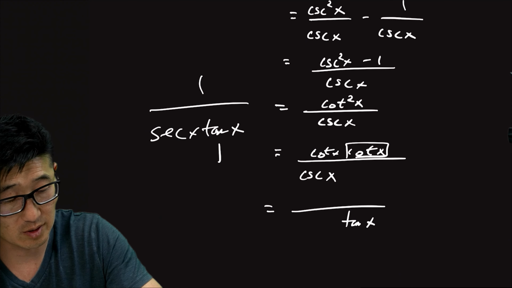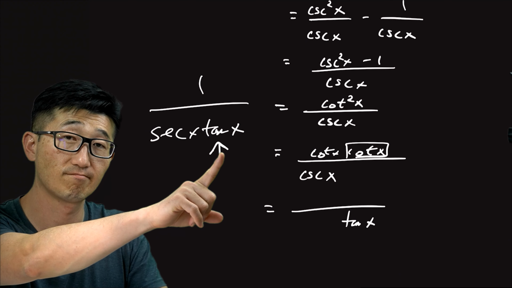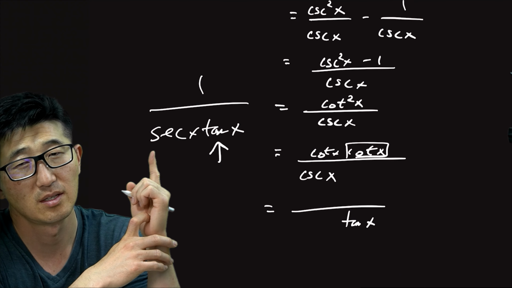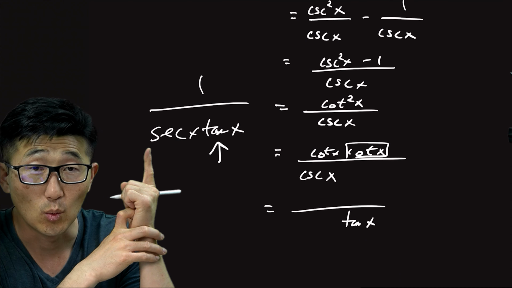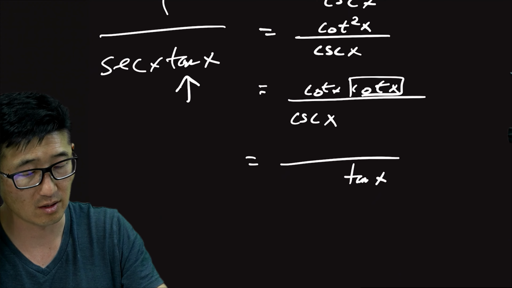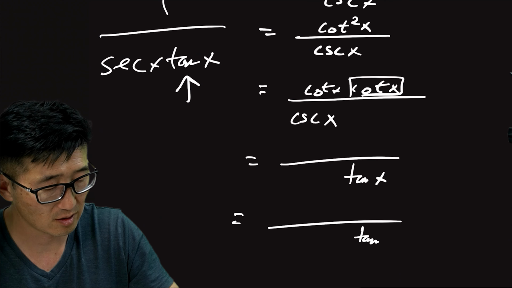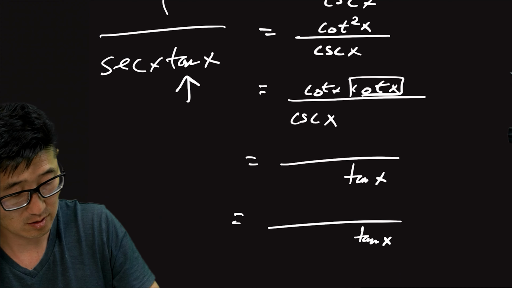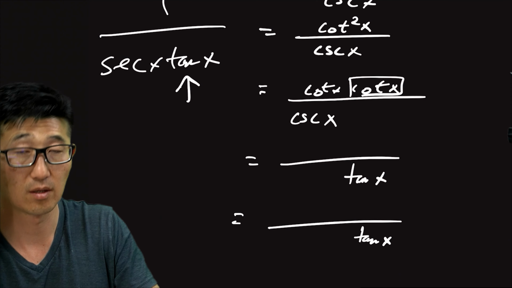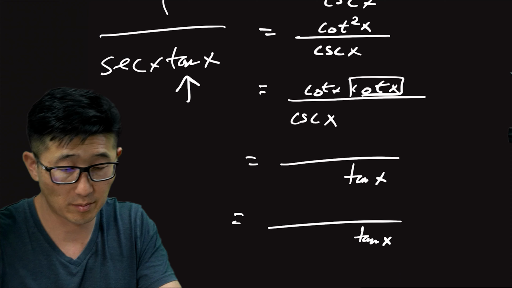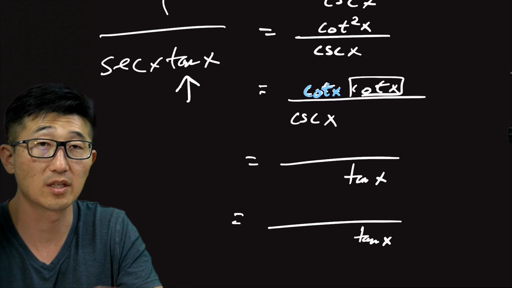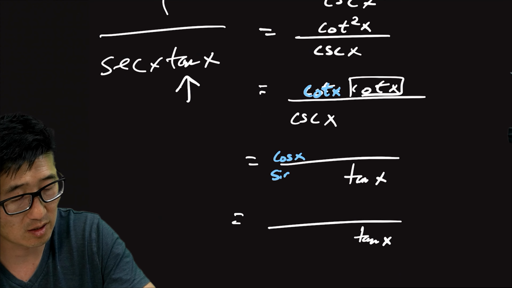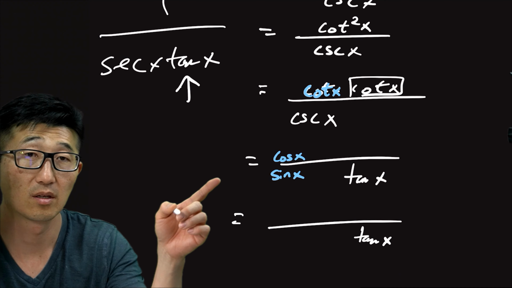Okay, so that's done. I got a tangent x, right? So now the rest have to somehow cancel out and become a secant. Now can you see it? It will simplify out. So let's take cotangent and unpack it to cosine over sine. This cotangent x is going to now become cosine of x over sine of x.